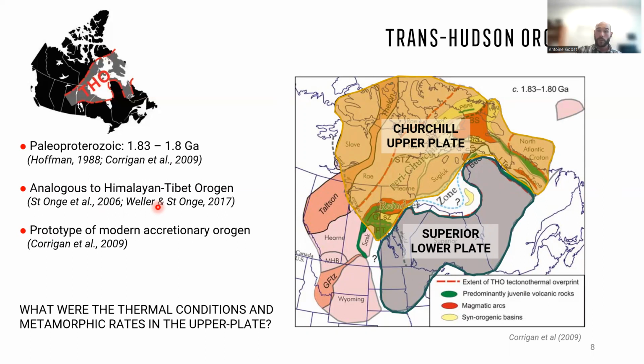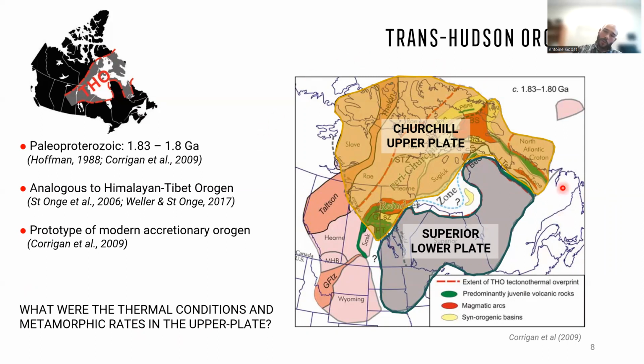For example, what are the thermal conditions in the Churchill upper plate? So in the different segments of the Churchill upper plate. Can we assess and quantify the metamorphic rates in the upper plate? I'm talking about burial rates, exhumation rates, and so on.